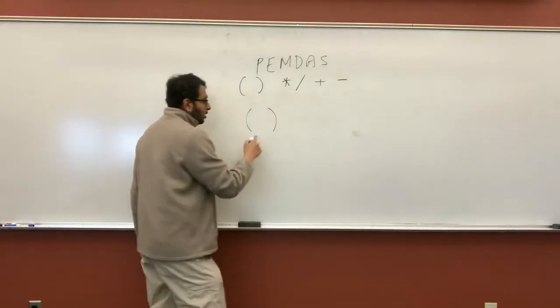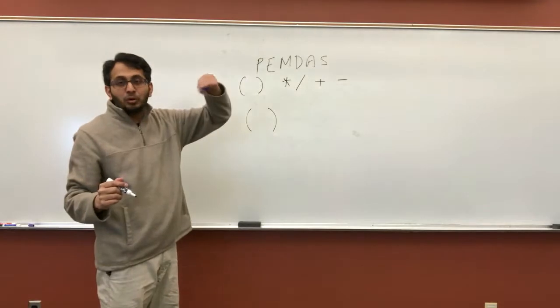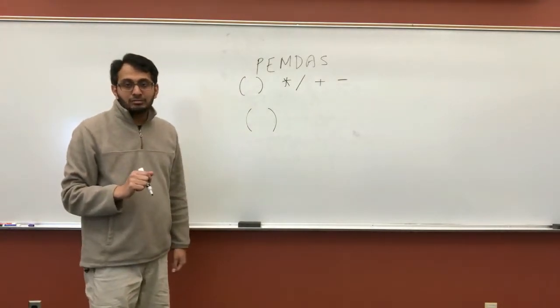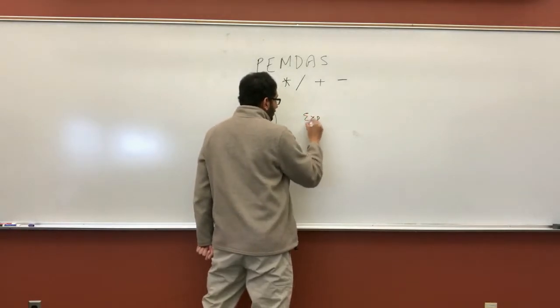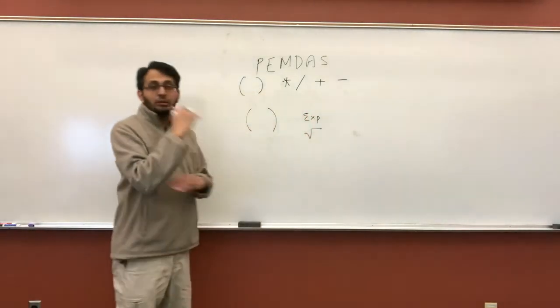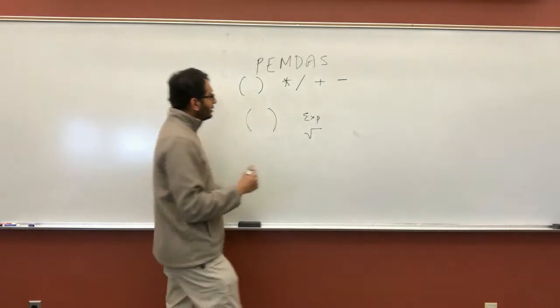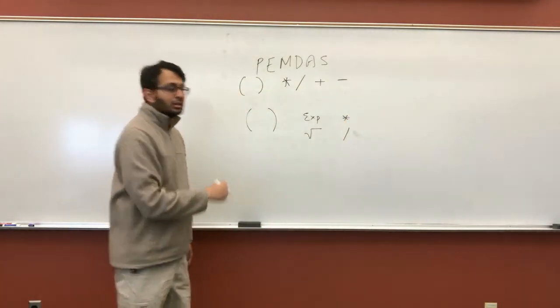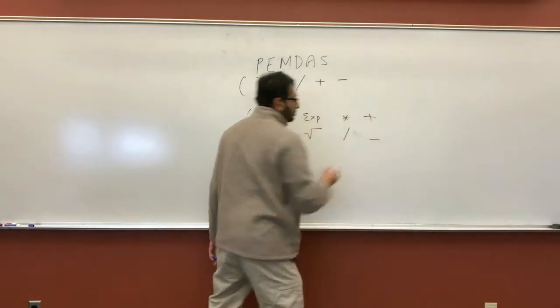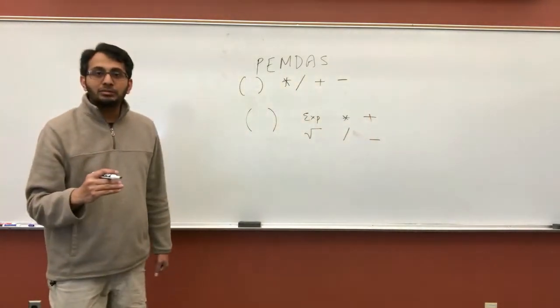Parentheses is always the highest precedence operator. Then come exponents and square root. They're at the same level. Then come multiplication and division. They're at the same level. Then come addition and subtraction. Now they're at the same level.